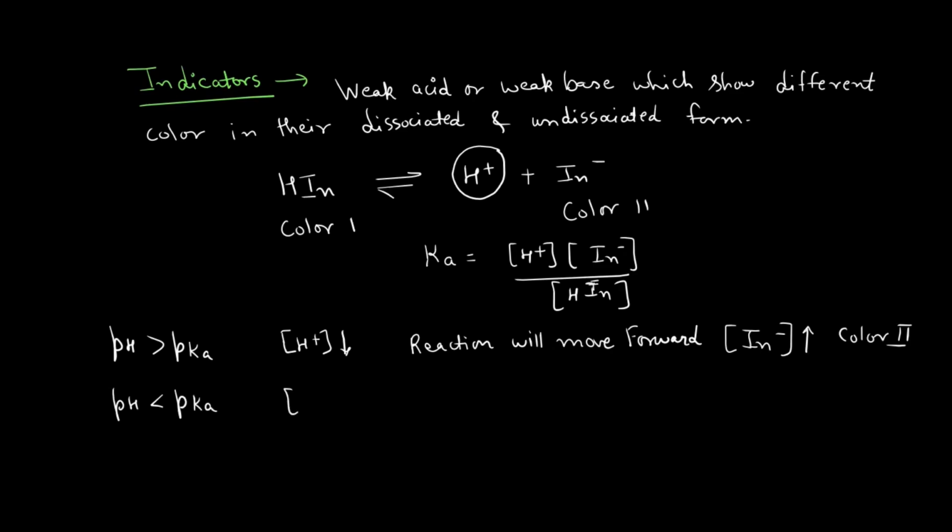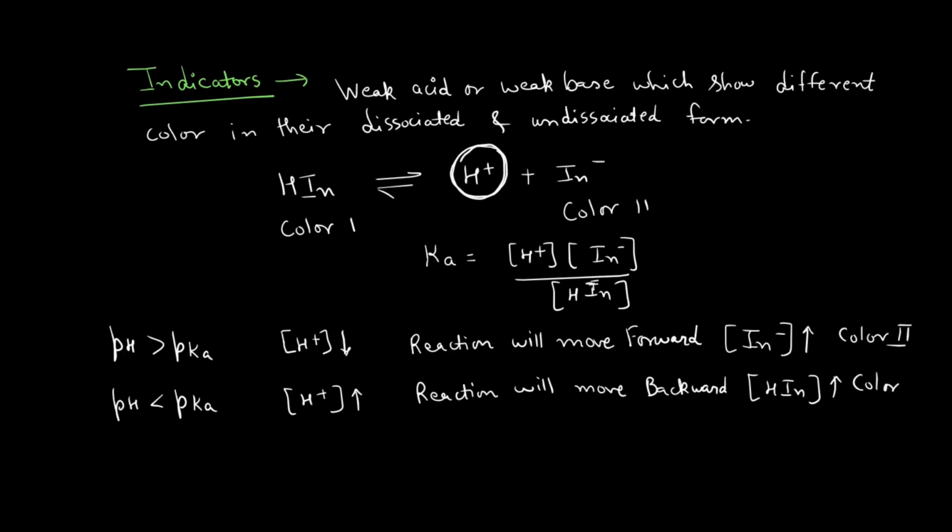So if pH is greater than pKa, we will see color 2, and if pH is less than pKa, so pH is low, it means that H plus ion concentration is high. So the reaction will move backward. If the reaction moves backward, the concentration of IN negative will reduce and the concentration of HIN will increase. So if the concentration of HIN increases, we will see color 1. So based on the pH, this indicator shows color 1 or color 2.